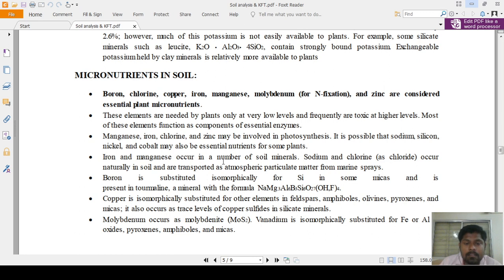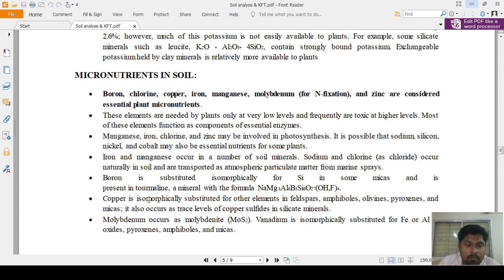Iron and manganese occur in a number of soil minerals. Sodium and chlorine as chloride occur naturally in soil and are transported as atmospheric particulate matter from the marine sprays. Boron is substituted isomorphically for silicon in some micas and is present in tourmaline, a mineral with the formula NaMg3Al6B3Si6O27(OH)4. It is not necessary to remember that formula.